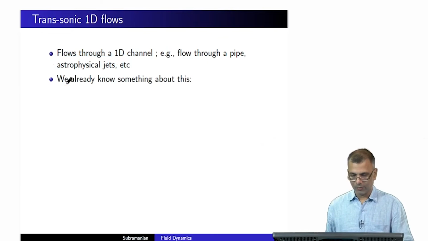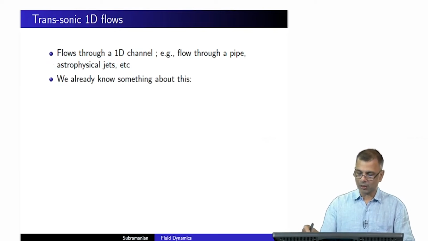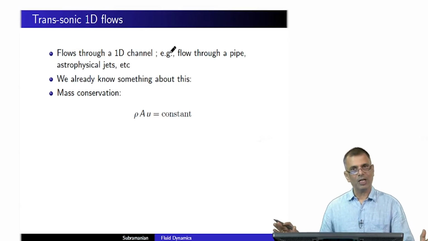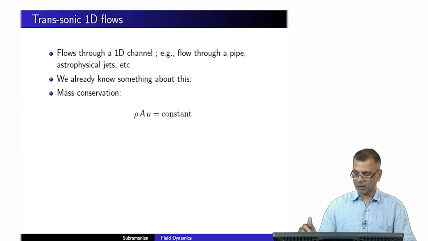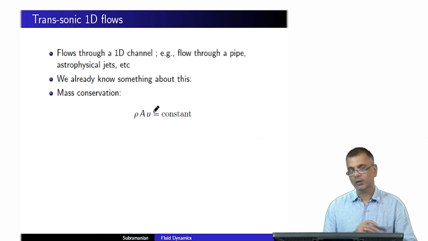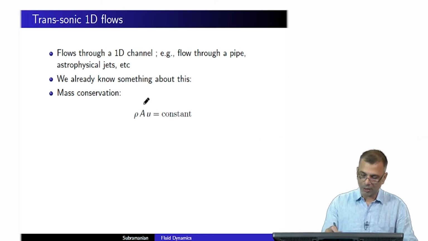Okay, so let's talk about flow through a pipe, a transonic flow through a pipe. We already know something about this. In fact, we use the same kinds of equations. We write mass conservation in the following form: rho A U equals constant, where A is the cross section.